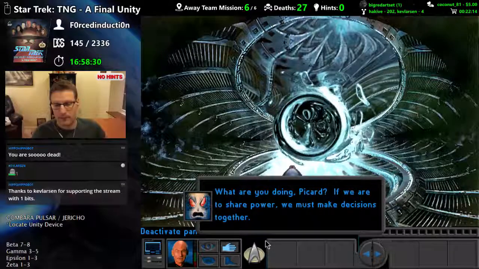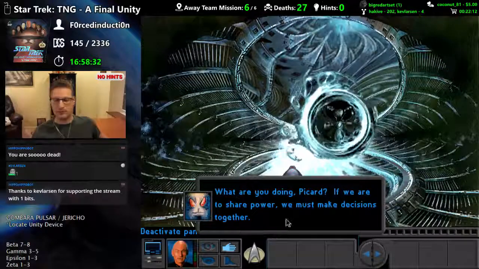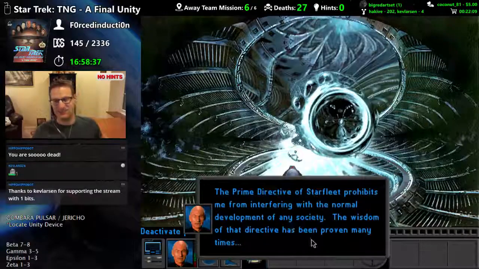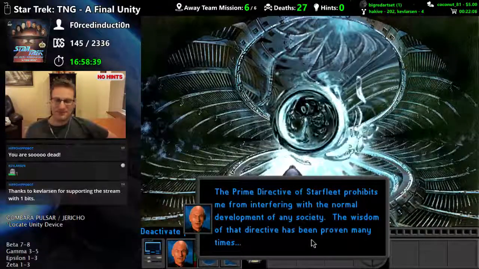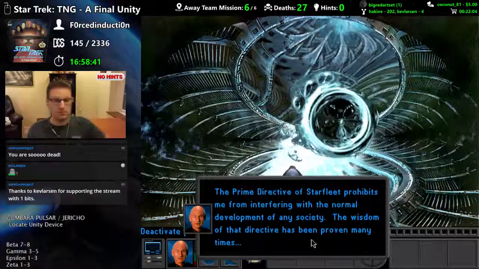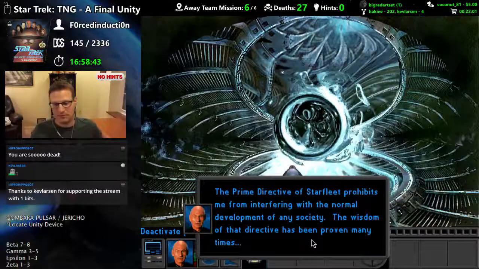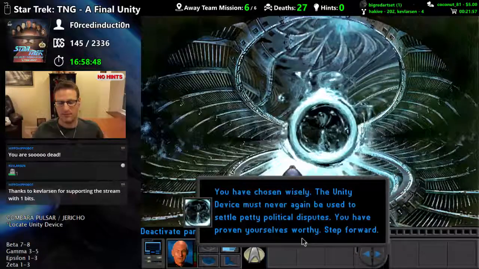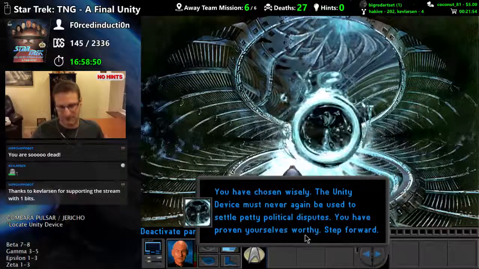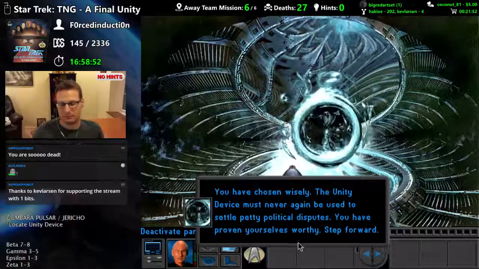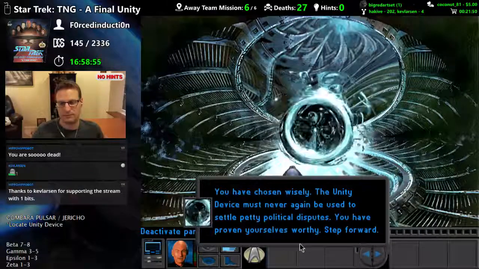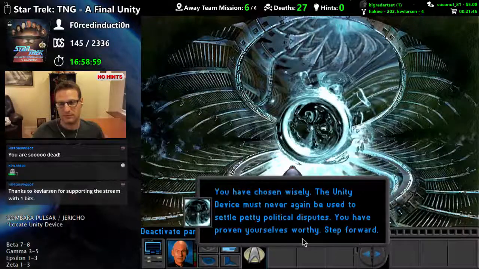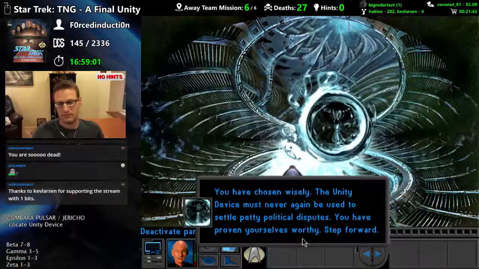What are you doing, Picard? If we are to share power, we must make decisions together. The Prime Directive of Starfleet prohibits me from interfering with the normal development of any society. The wisdom of that directive has been proven many times. You have chosen wisely. The Unity device must never again be used to settle petty political disputes. You have proven yourselves worthy. Step forward.